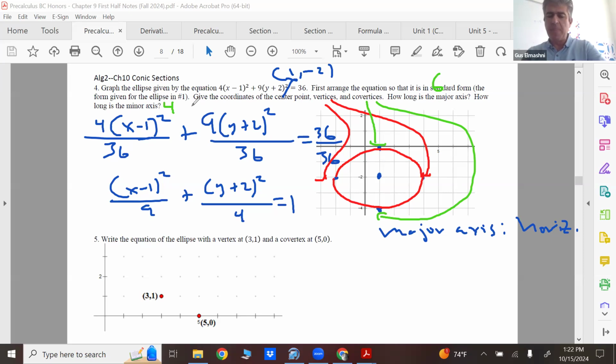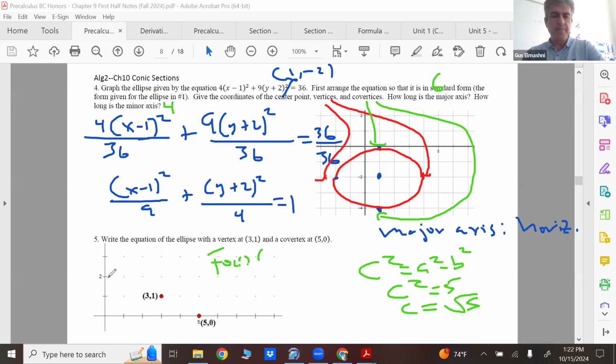If you're curious about the foci, c is root 5. So your foci, if you were to write it, would be, excuse me, 1, comma, no, 1 plus or minus root 3, comma, -2. So be right here.